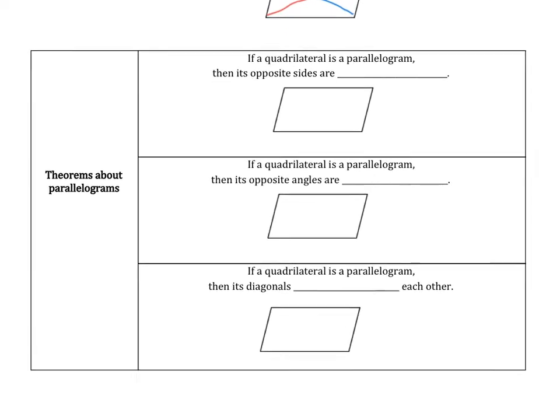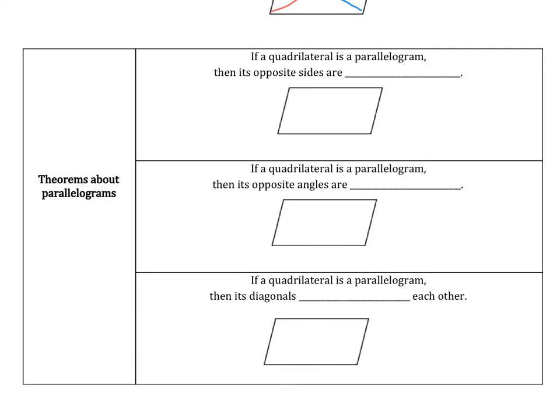Okay, so there are three theorems about parallelograms. If you know that a quadrilateral is a parallelogram, there are three useful properties that we can state. The first one is, if a quadrilateral is a parallelogram, then its opposite sides are always going to be congruent. We can show this by marking with tick marks, so I know that this pair of sides are congruent, and so are these two. That's one fact that we know about parallelograms.